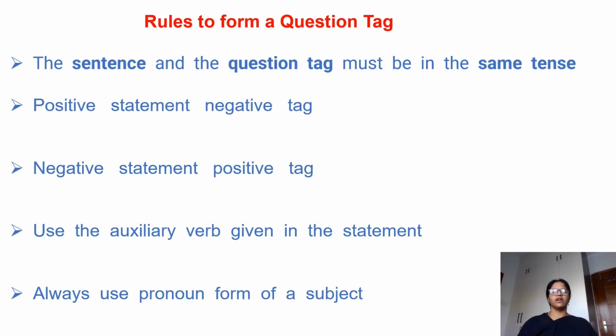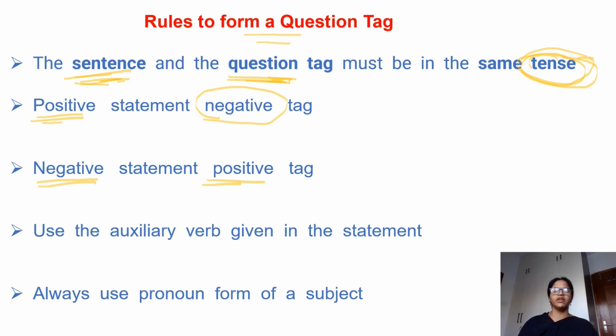Now that you learned what question tags are, let's see the rules to form a question tag. The first rule is the statement or the sentence and the question tag must be in the same tense. If the statement is in present tense, the question tag should also be in present tense. If the statement is in past, the question tag should also be in past. The second rule is if the statement is positive, we need to form a negative tag and vice versa. If the statement is negative, we need to form a positive tag.